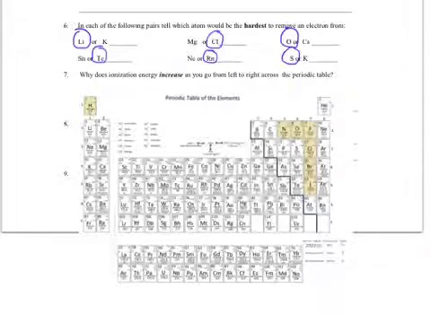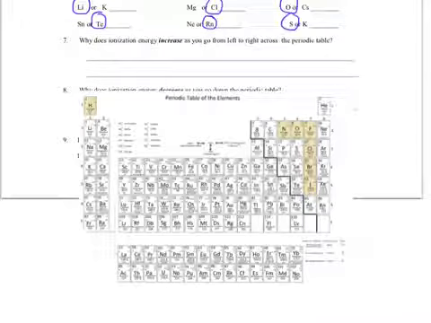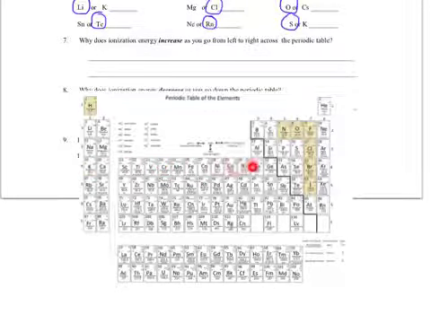Okay, now the next question we have is, why does ionization increase as you move from left to right across the periodic table? You know, I don't want to write the answer, I'm just going to tell you. The reason it increases as it goes this way is because there are more and more protons in the nucleus, making the pull stronger and making the atoms smaller, bringing the electrons closer to the nucleus. The simple answer is more protons means a greater pull on the electrons.